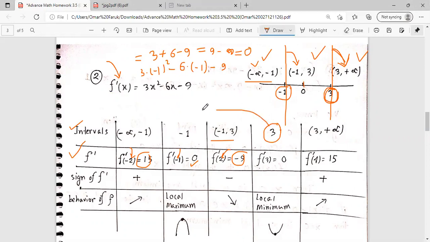Then we substitute 3 here. So it will make 3 multiply 3, that means 9. 9 multiply 3, that means 27. 27 minus 18 minus 9. So guys, you can calculate this. This is very simple. I don't need to waste time here. So this will make again 0. And f derivative 4 is 15. Okay.